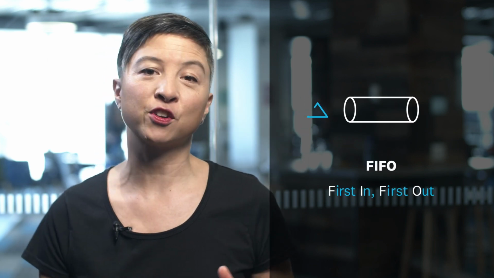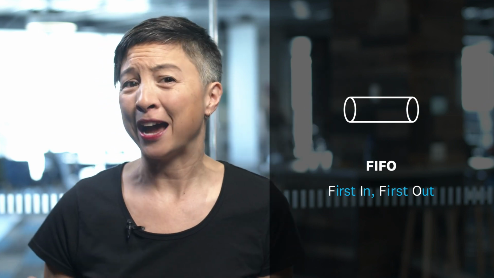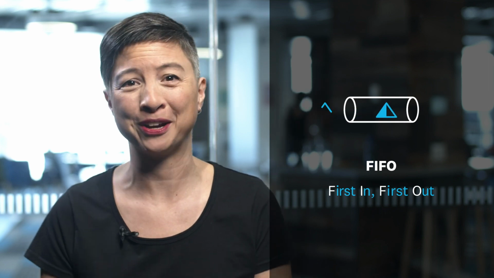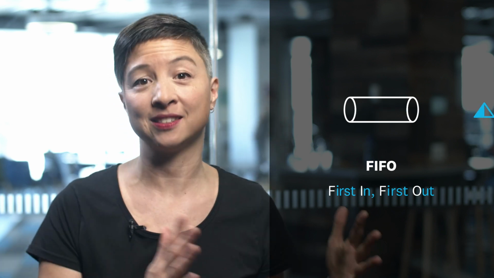With the first in, first out, or FIFO method, it's assumed that you sold the items in the order that you purchased them. This doesn't have to happen literally. You can sell them in any order you like, unless you're selling perishable items. From an accounting perspective, you imagine that everything happens in sequence.